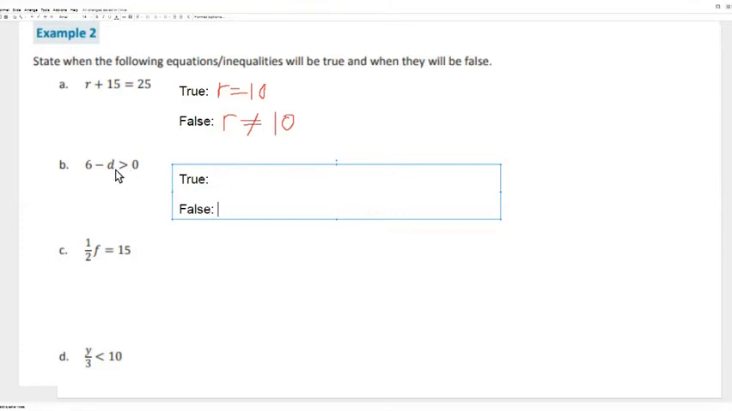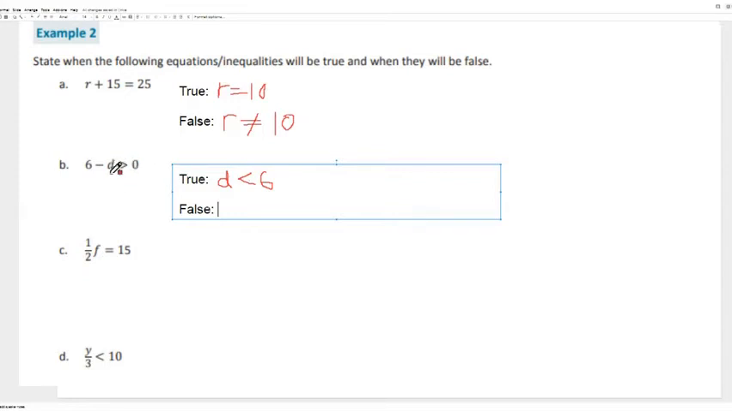But is that the only thing? No, I could put 5 in here. 6 minus 5 is 1. 1 is greater than 0. But what we'll look at is, what if I put 6? 6 minus 6 is 0. Is 0 greater than 0? No. So d has to be anything less than 6. It can't be equal to 6, but it can be anything less than 6.